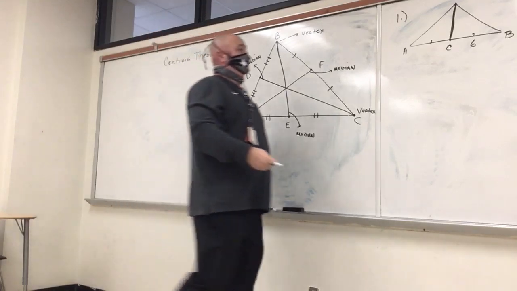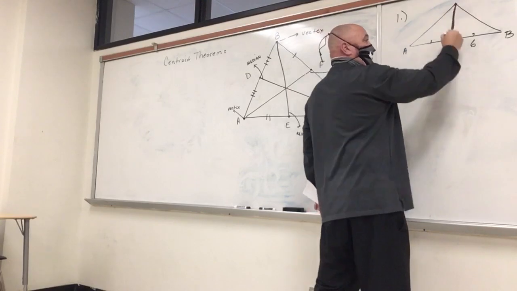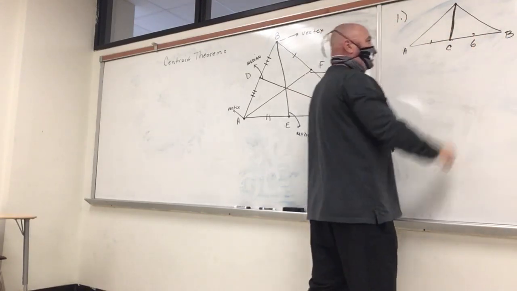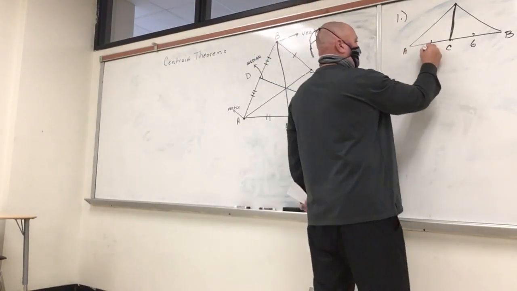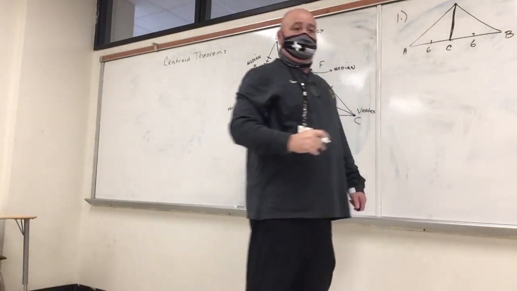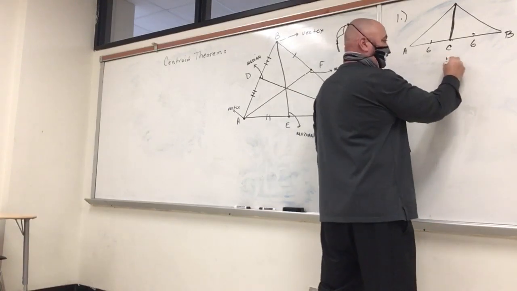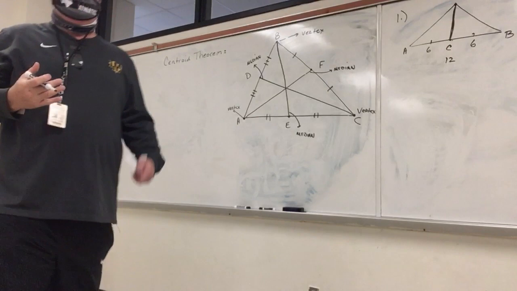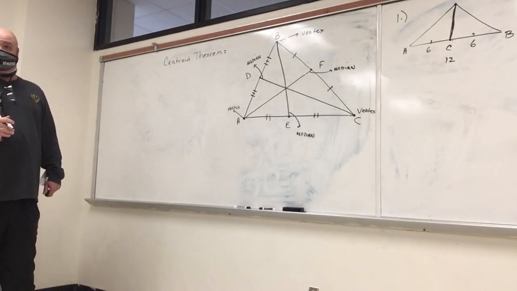Problem. I have a triangle here with a median cutting AB. CB is 6. What's AC going to be equal to? It's going to be equal to 6 also. What is AB going to be equal to? Well, what's 6 plus 6? 12. You see what I'm saying? That's how complicated that is. That is not hard at all, is it?